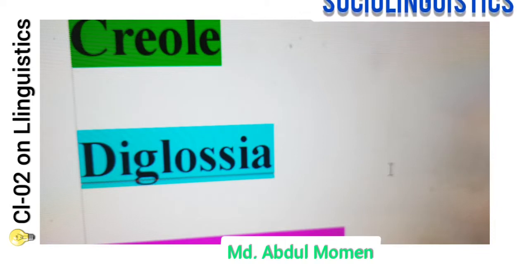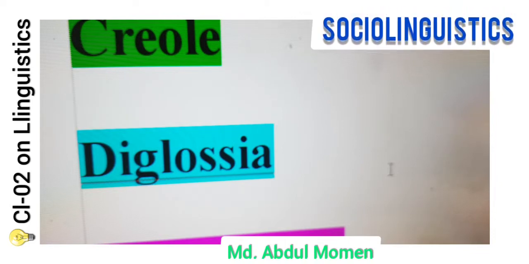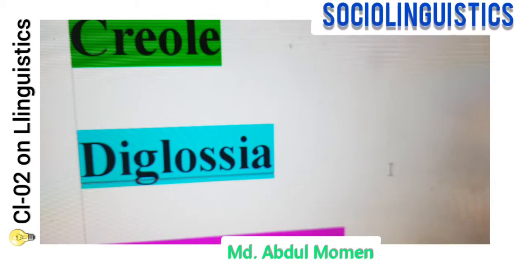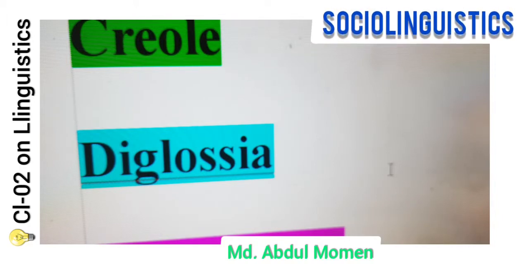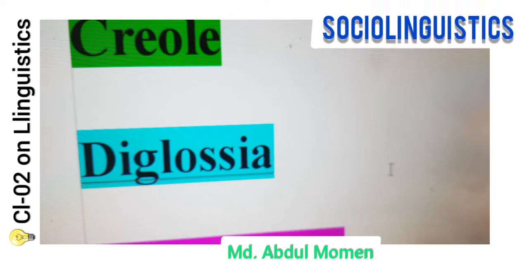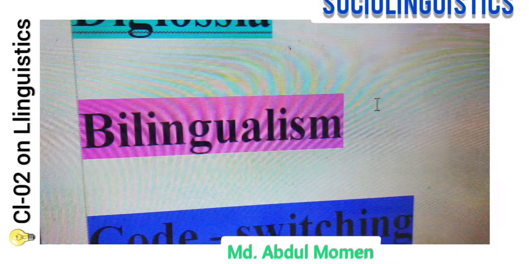in relatively more informal settings. However, diglossia is apparently not limited to any geographical region or language family, for example, Tamil, Chinese, and so on. So this is diglossia. And bilingualism.